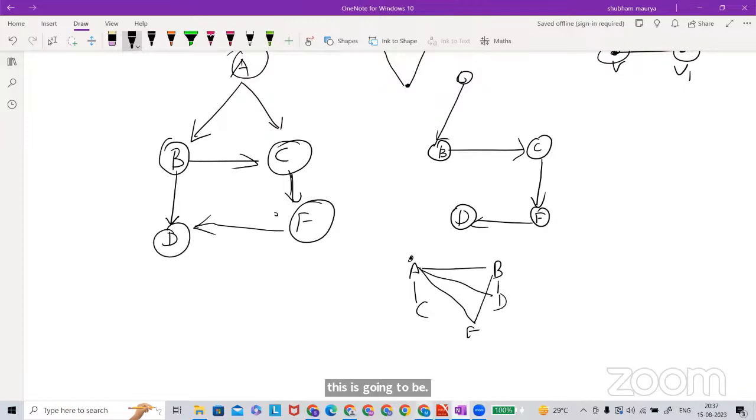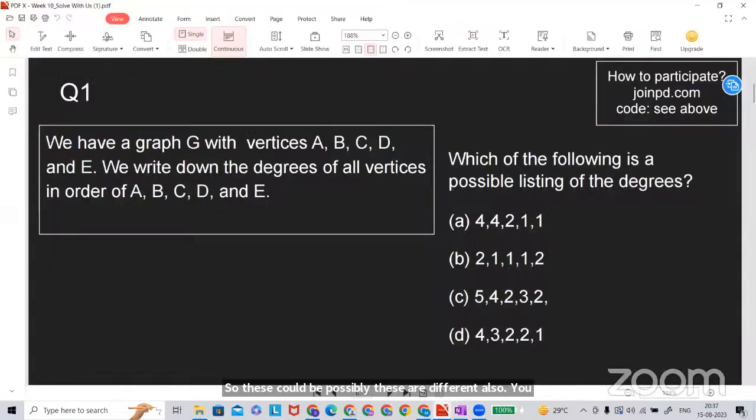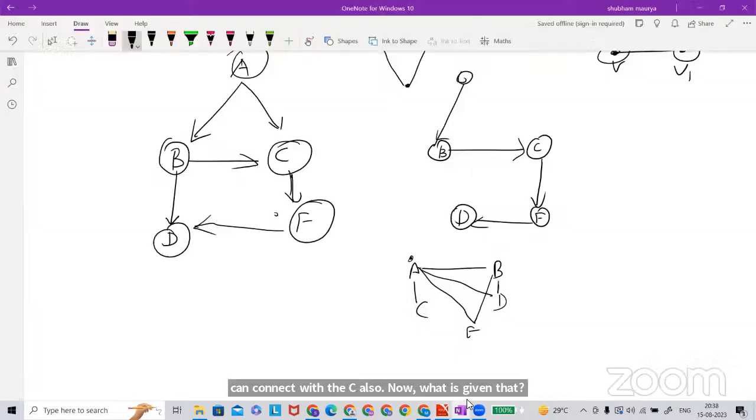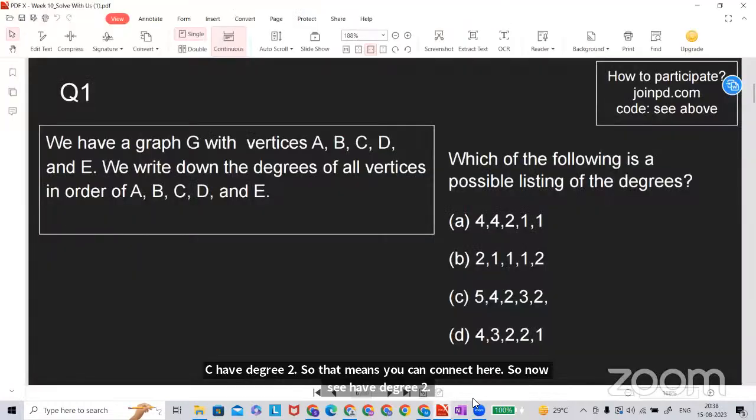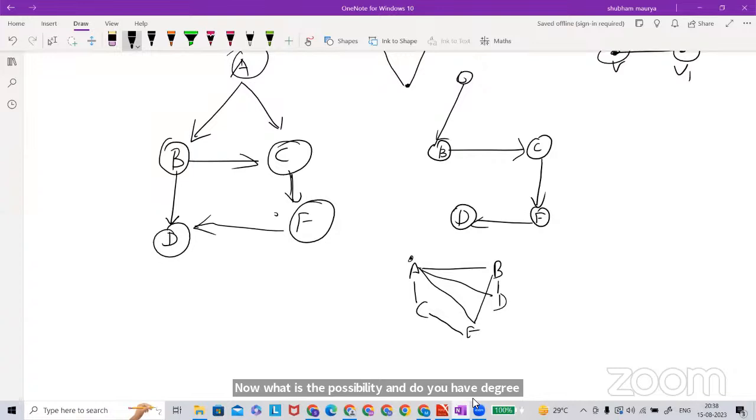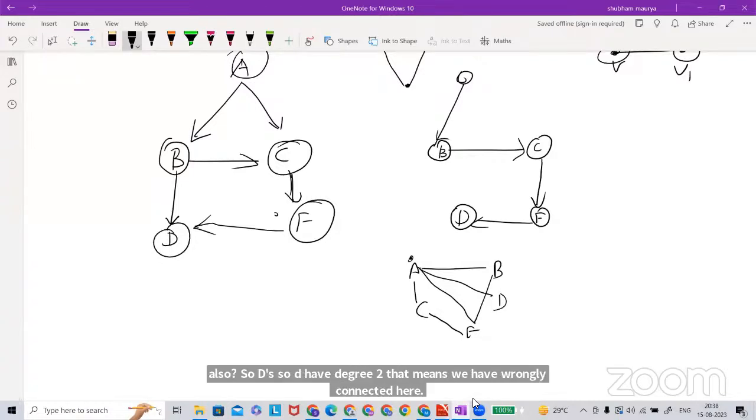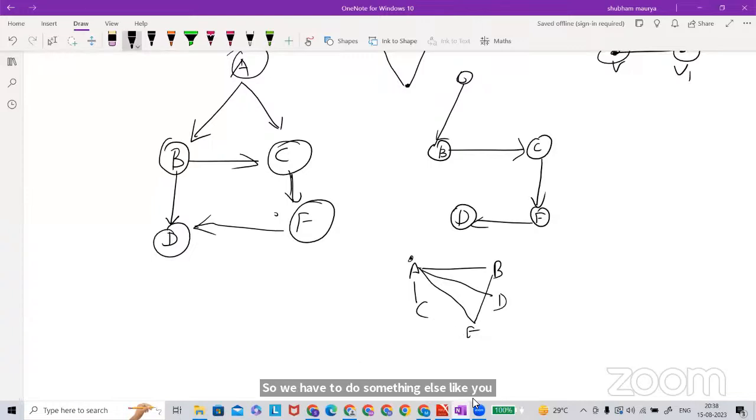Now what is given? The next one is given, C has degree 2. So we have C here. So C has degree 2, that means you can connect here. Now what is the possibility? And D has degree 2 also. That means we have wrongly connected here, so we have to do something else, like you can connect by this. This is going to be the correct way. C has this one, and D has degree 2, so D has like this only.